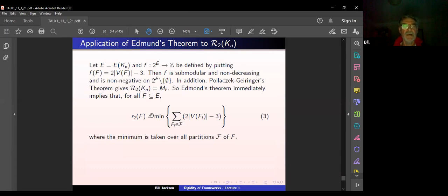Yes. So once we have the independence characterized by this simple submodular function, then Edmonds gives us the rank function for free. Got it. Thank you. That was my question. Okay.